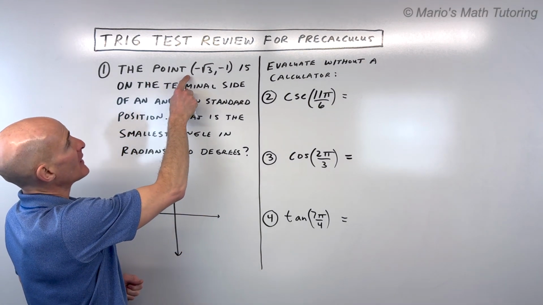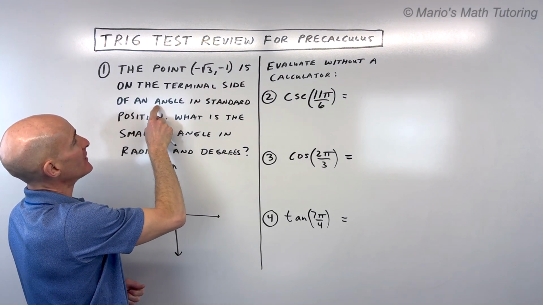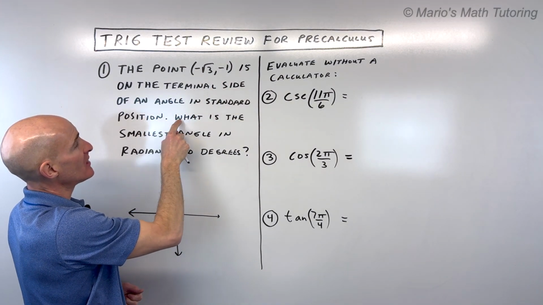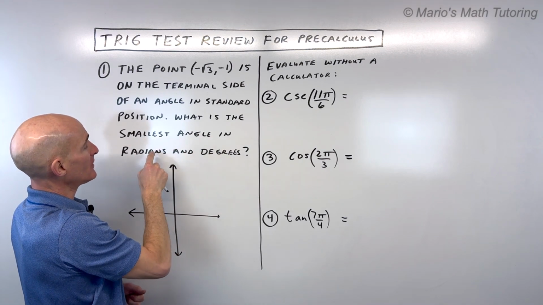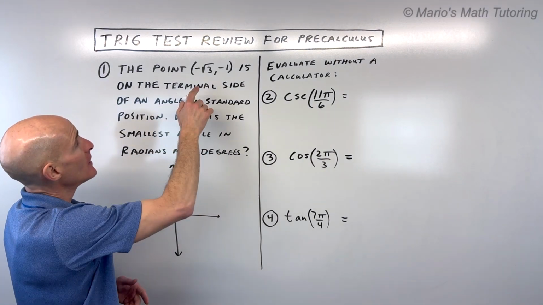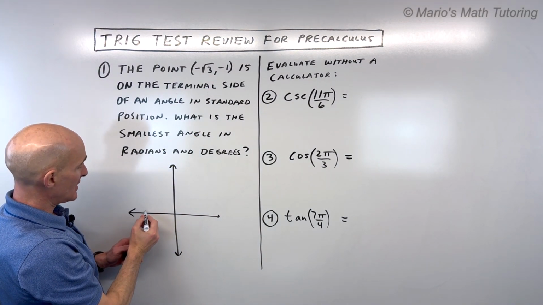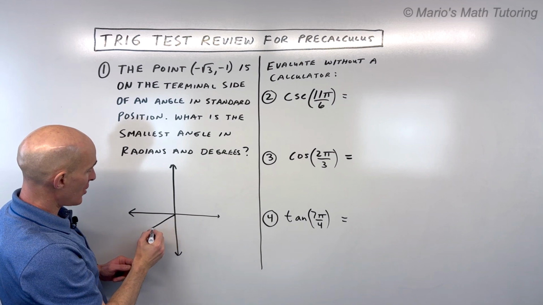It says the point negative square root of 3, negative 1 is on the terminal side of an angle in standard position. What is the smallest angle in radians and degrees? So let's draw a sketch of this. Negative square root 3 means that you're going left root 3 and down 1. So we're going to just draw the terminal ray.